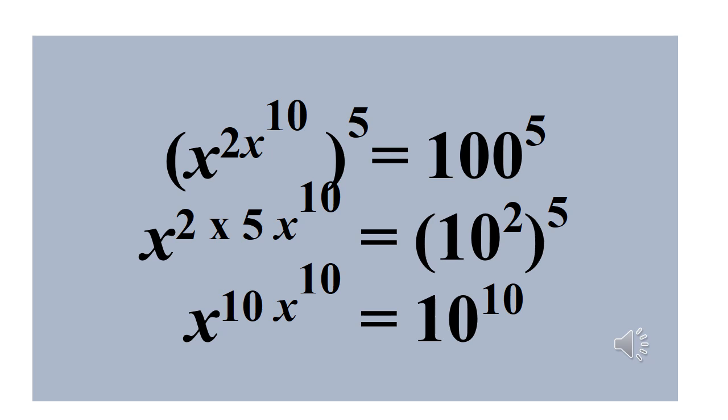So 10 raised to power 2, then raised to power 5. So we now have 2 times 5, that is 10. So we have x raised to power 10, raised to power x raised to power 10, equals 10 raised to power 10. That is 2 times 5, 10.